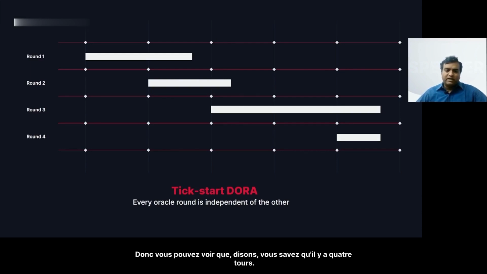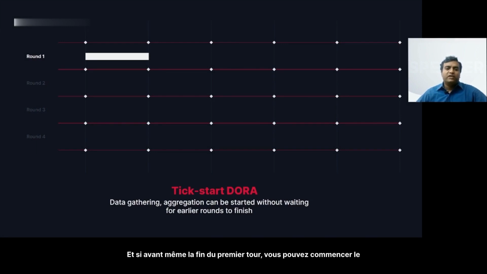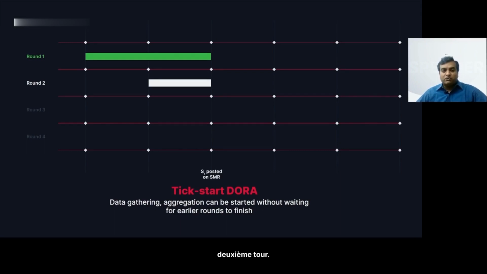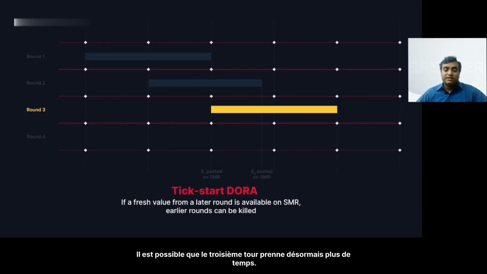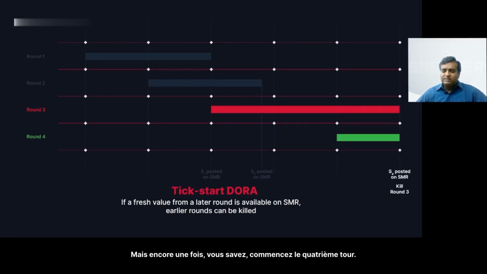So you can see that, let's say, there are 4 rounds. Imagine that round 1 starts, and even before round 1 has finished, you can start round 2. Let's say S2 got posted on SMR, whereas round 3 is on its way. Because of network latencies, asynchrony, or various other reasons, it's possible that round 3 is taking longer. But you still start round 4. And if round 4 starts and finishes earlier than round 3, we can just kill round 3, because now we have a fresh value available right here on SMR. Since we already have a fresh authoritative value on SMR, there is no reason to continue with round 3.